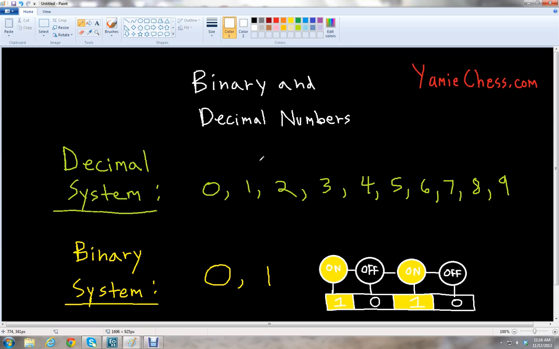So, the numbers that we use every day are in the decimal system, known as the base 10 system. And those digits are 0, 1, 2, 3, 4, 5, 6, 7, 8, and 9. So those are the digits that we use in the decimal system.